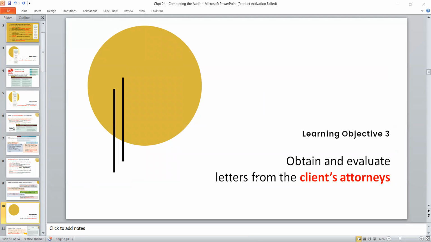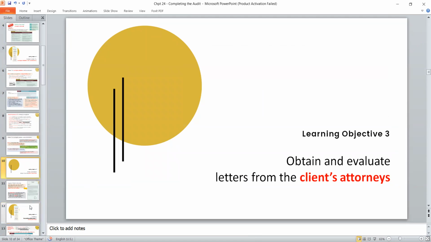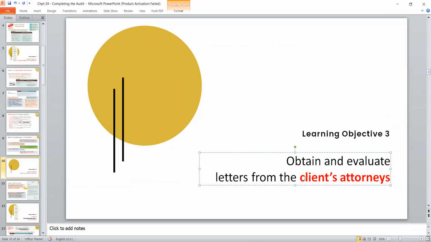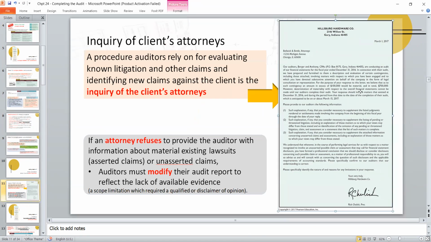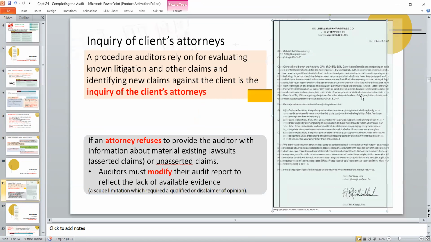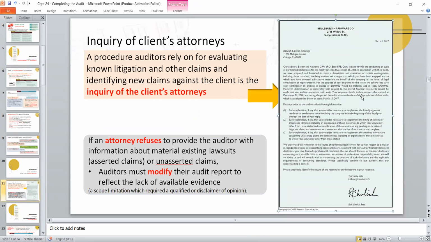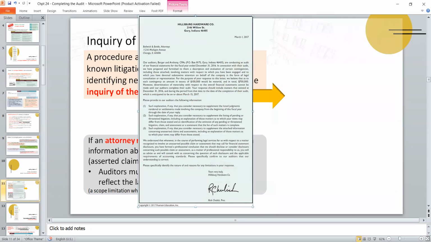The third learning objective is a short one. You need to evaluate the letters from the client's attorneys. This is the form, like you make a confirmation. You need to ask about their service to provide some kind of evidence or information related to litigation matters. So I will zoom in on this.